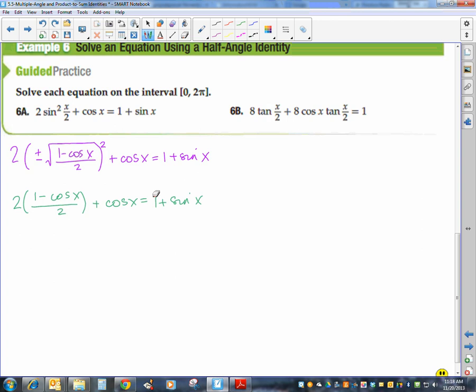Okay, so simplifying that, the 2 and 2 go away. I have a minus cosine and a plus cosine. So it looks like I have 1 equals 1 plus the sine of x. So I'm going to subtract my 1. 0 equals the sine of x. So what does that mean x equals? Where is the sine 0? This time I am on the interval of 0 to 2 pi. And the sine is 0 at 0 and pi.